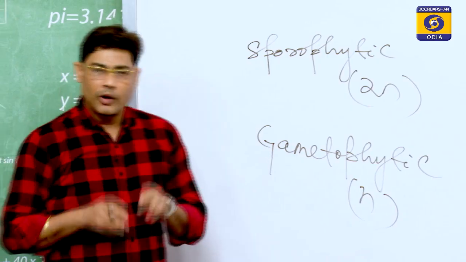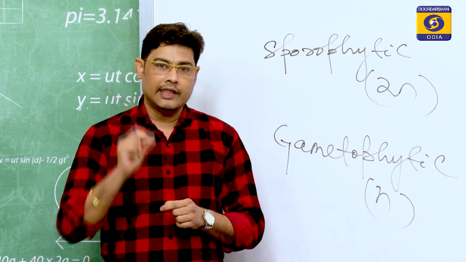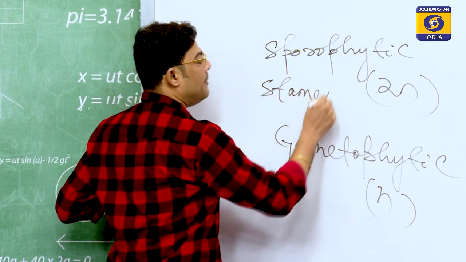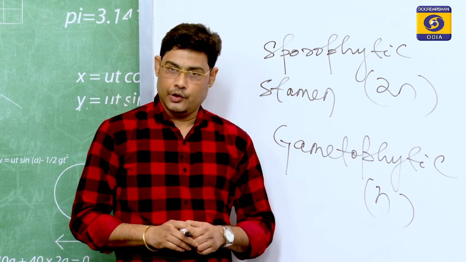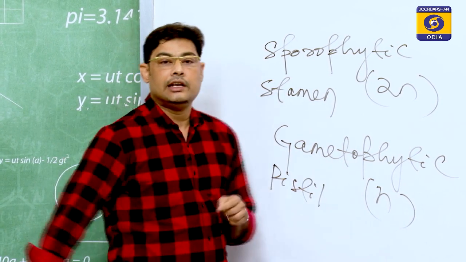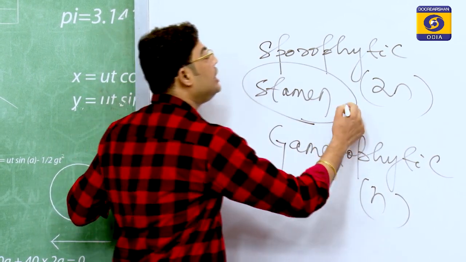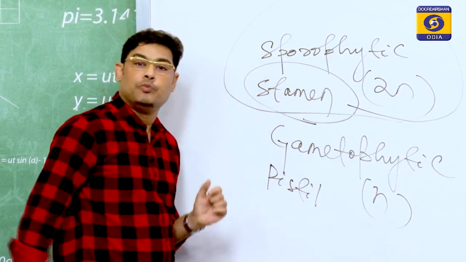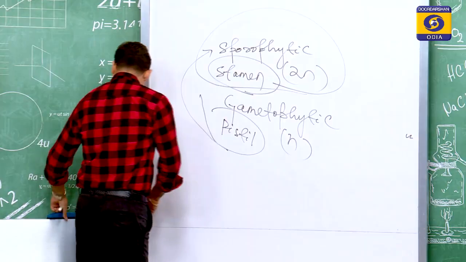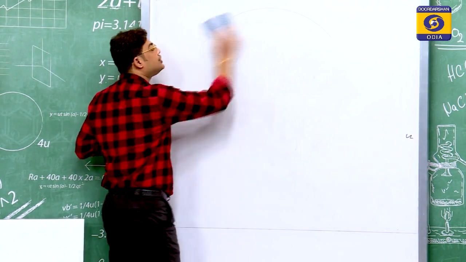What you see in an angiospermic plant is a flower, and that flower contains the reproductive parts: the male reproductive part stamen, which is collectively called androecium, and the female part pistil, which is collectively called gynoecium. Now, this stamen is the male sporophytic part, and this pistil is the female sporophytic part.